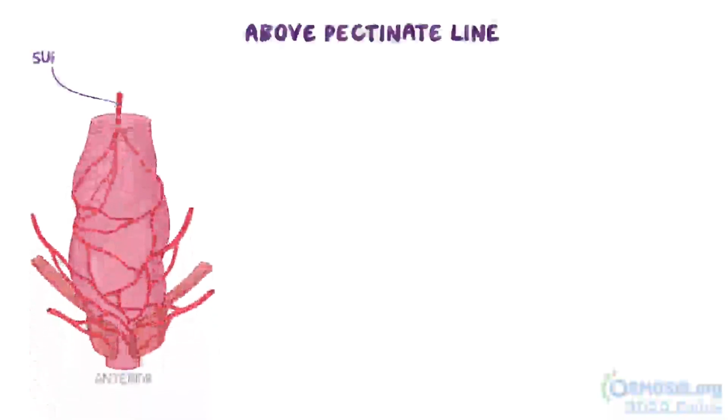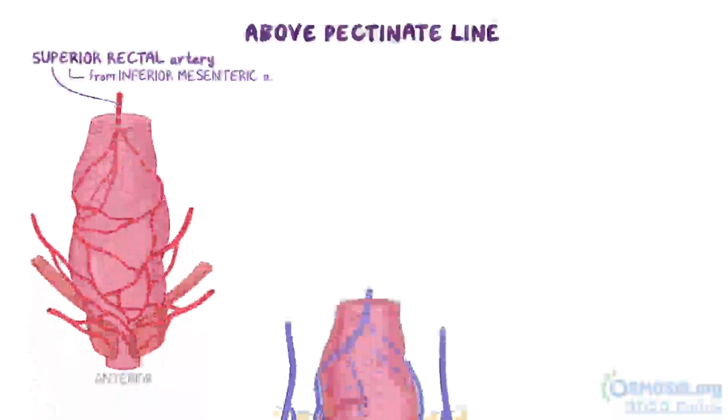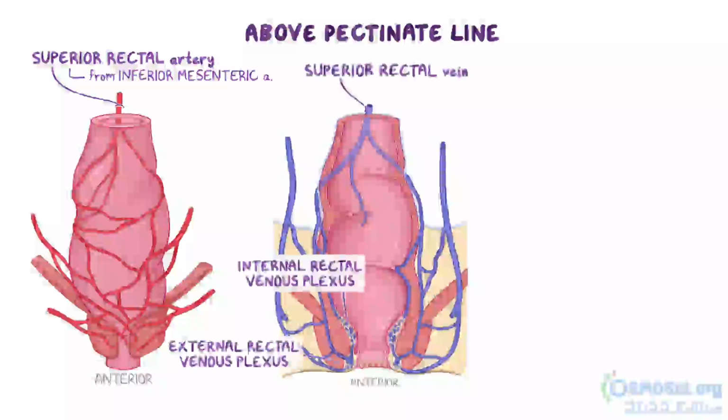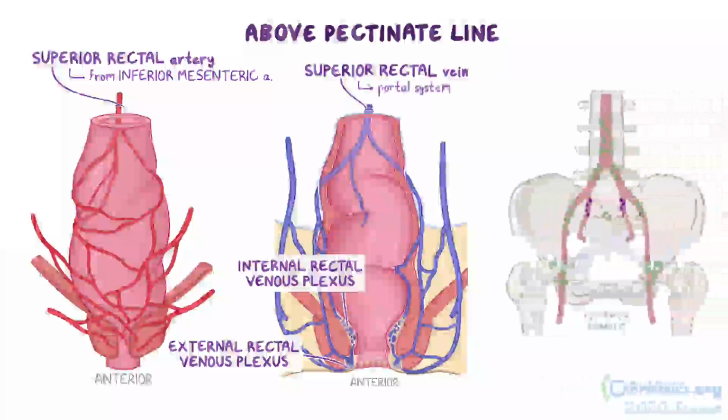Above the pectinate line, arterial supply comes from the superior rectal artery, which is a continuation of the inferior mesenteric artery. The internal rectal venous plexus drains above the pectinate line into the superior rectal vein, which continues to become the inferior mesenteric vein, which is part of the portal system. The lymphatic vessels drain into the internal iliac lymph nodes.